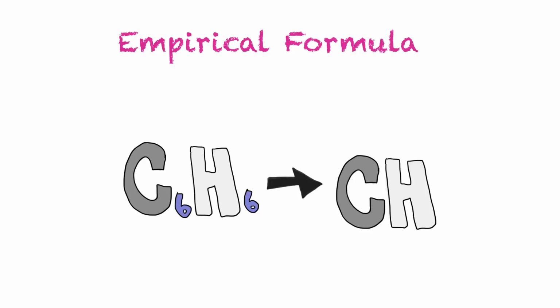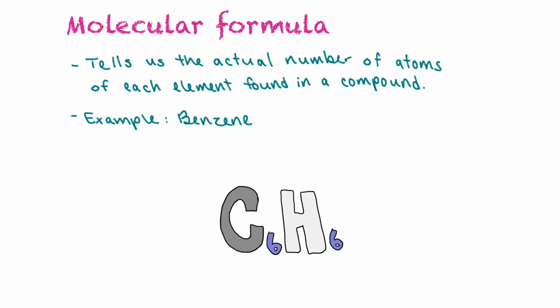In today's video, we're going to find out how to calculate the empirical formula from the percent composition by mass. First of all, we need to understand the difference between molecular formula and empirical formula. The molecular formula tells us the actual number of atoms of each element found in a compound. If we use the example of benzene, it has a molecular formula of C6H6.